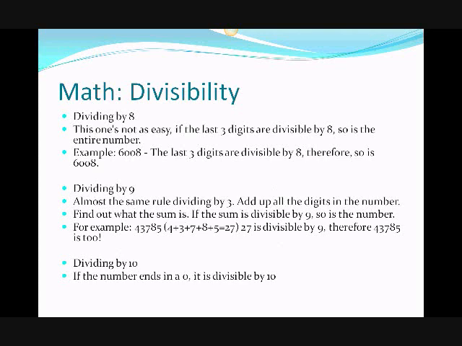Dividing by 9 is similar to the rule for 3, except once you add all the digits up, if the sum is divisible by 9, that means the number is divisible by 9 as well. And you can divide a number by 10 if it ends in 0.